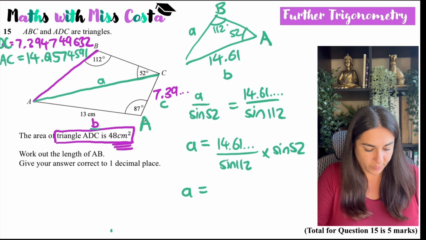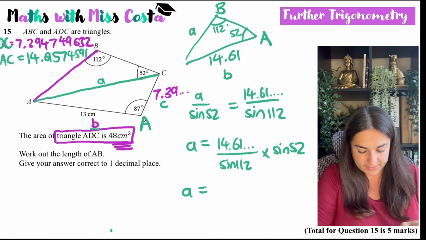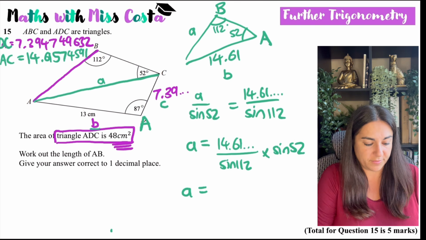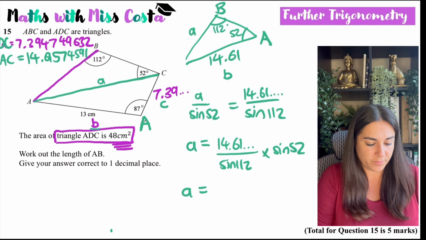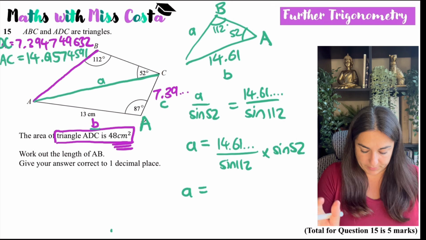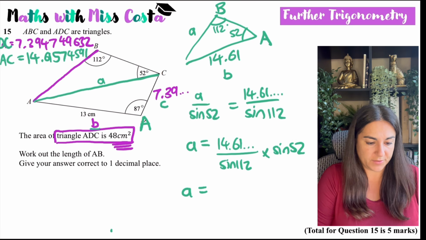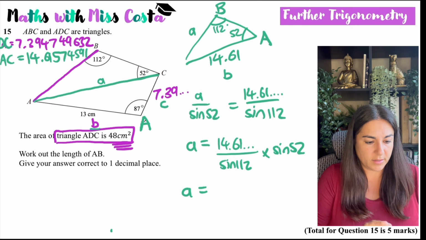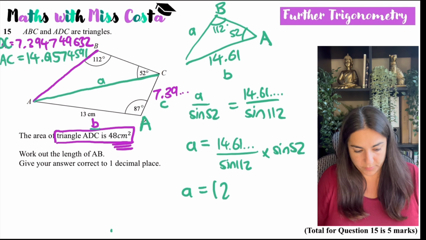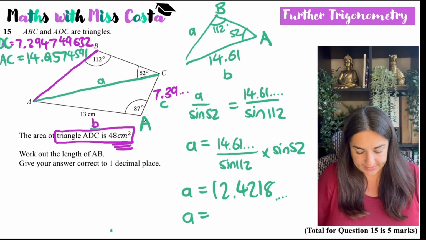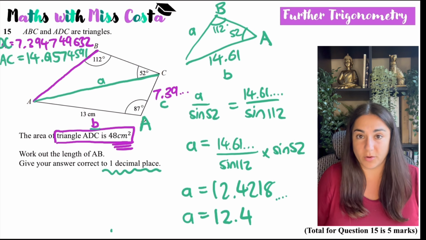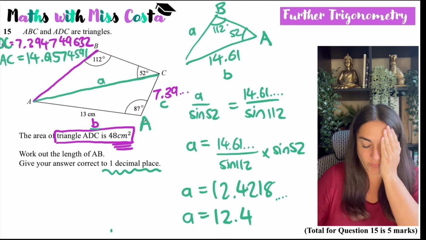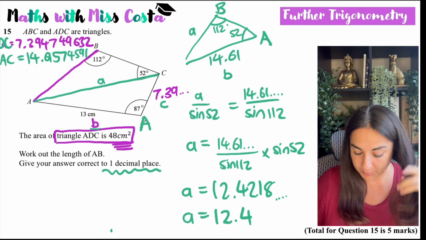So 14.61574591 over sine 112 times by sine 52 equals 12.4218 blah blah blah, and it says give it correct to one decimal place, so that is going to be 12.4. Quite a rushed whistle stop tour of this, but I'm trying to get it done as quickly as possible.